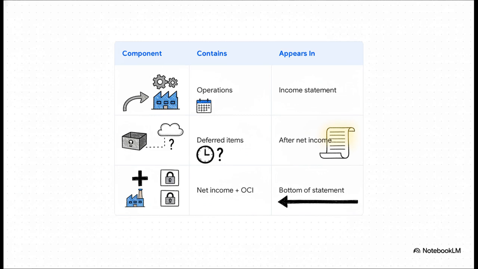But then consider the deferred items. Other comprehensive income contains very real changes to equity, but they bypass current earnings temporarily. They just sit there until a future trigger releases them. And then, bringing it all together, comprehensive income is simply net income plus OCI. It's the absolute total change in equity from those non-owner sources we talked about.